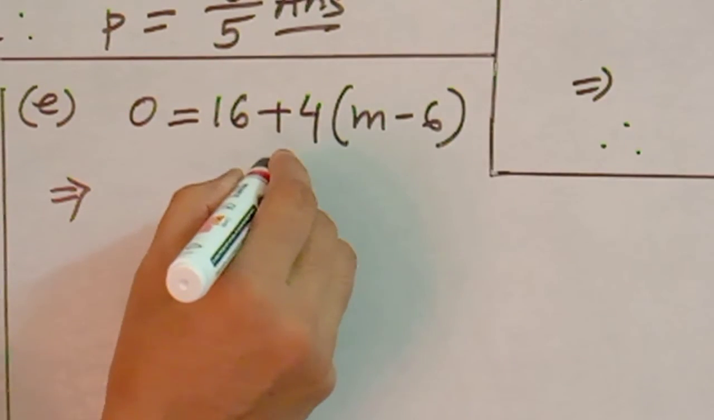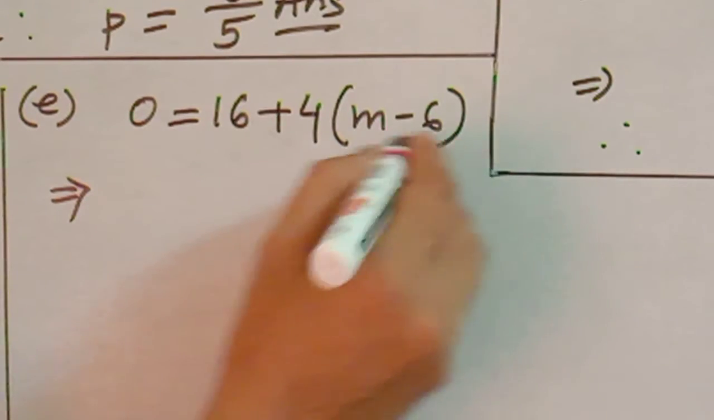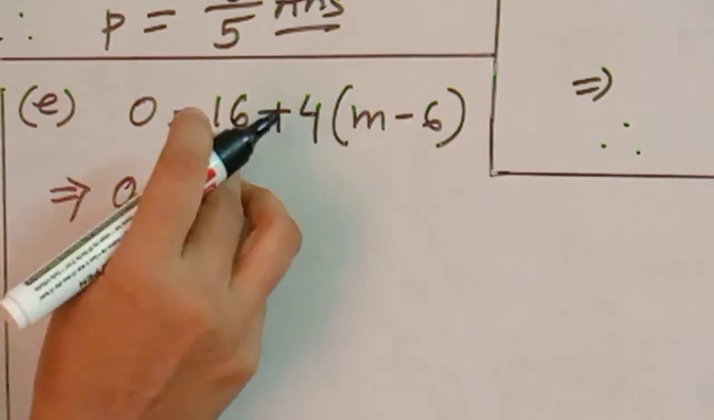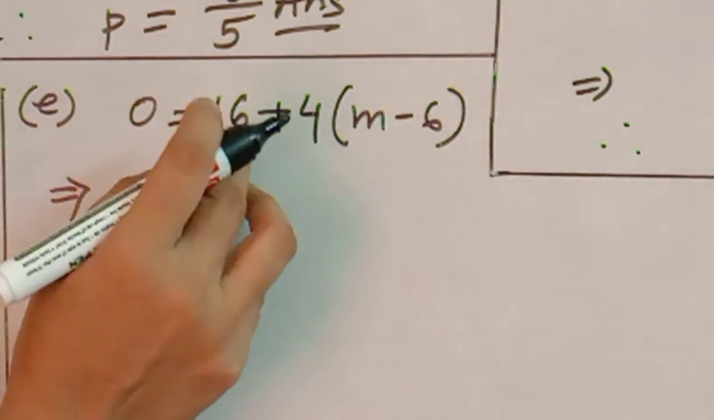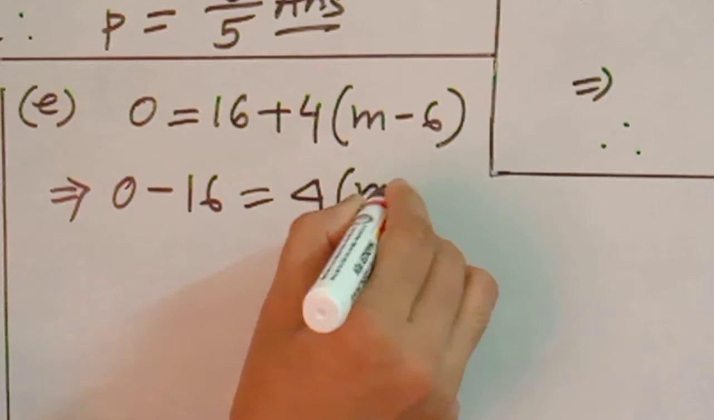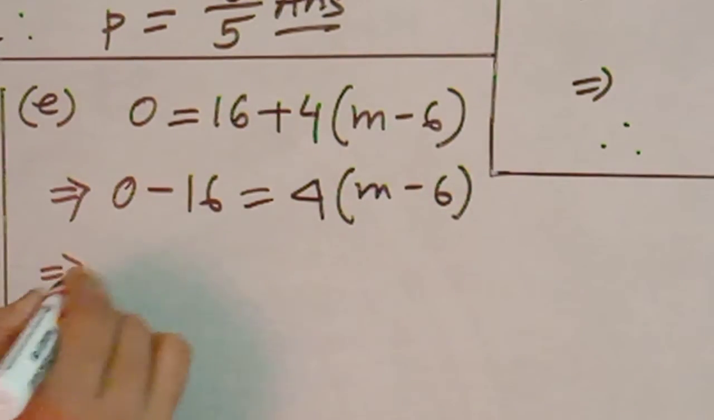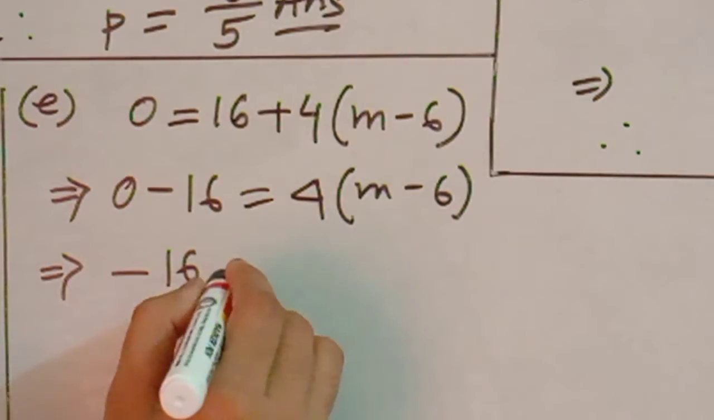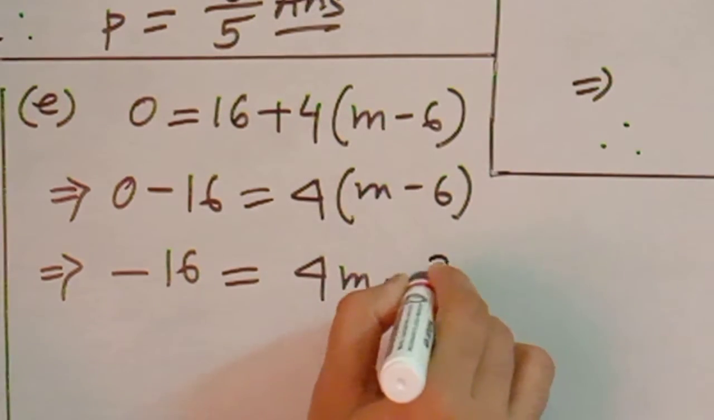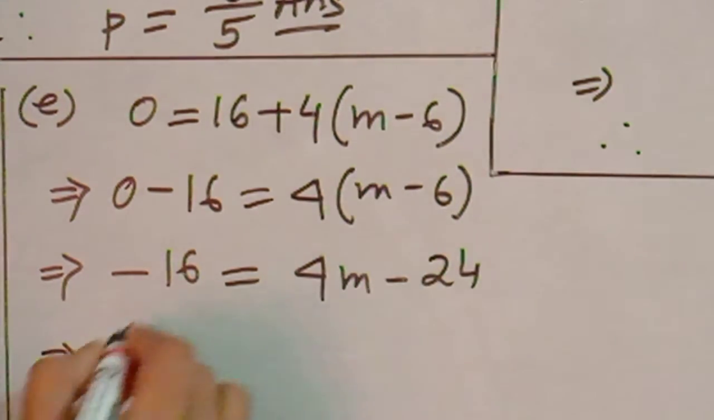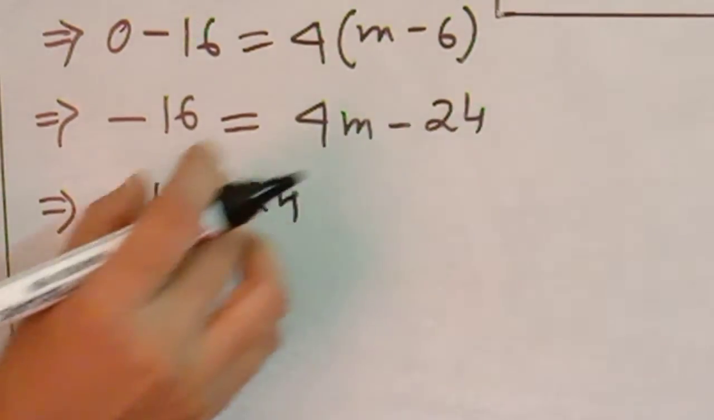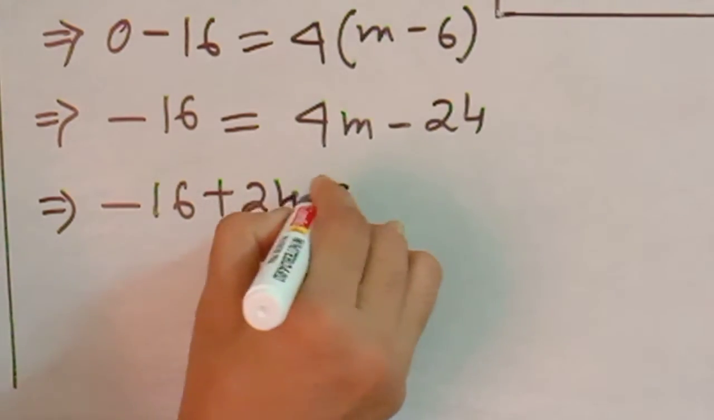0 is equal to 16 plus 4 into m minus 6. So you can take 0 minus 16. Take 16 by the transposing method, take it from the right side to the left side, sign will be changed. Now 4 into m minus 6, 0 minus 16, result is minus 16 is equal to 4 into m, 4m, minus 4 6s are 24, minus 16 plus 24, transposing minus 24 in the left side, plus 24 is equal to 4m.